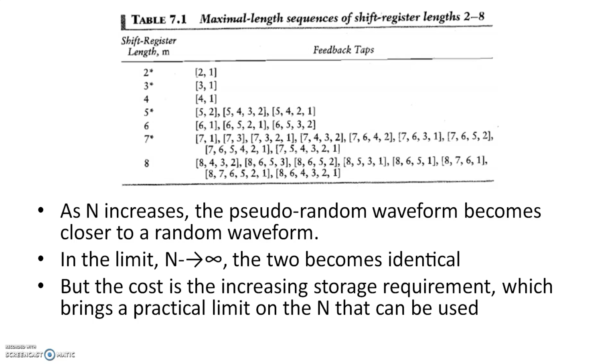Even in many communication systems we are using pseudo noise sequences because it provides secure communication. It has anti-jamming properties. We will see in the next class how the PN sequence is used for spread spectrum communication.